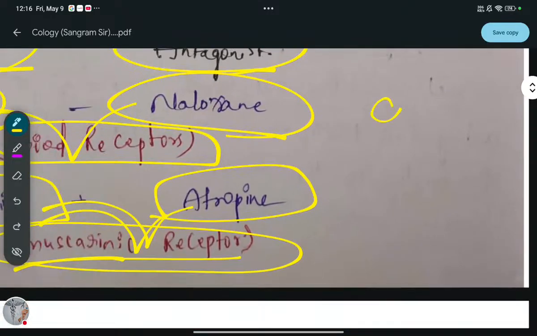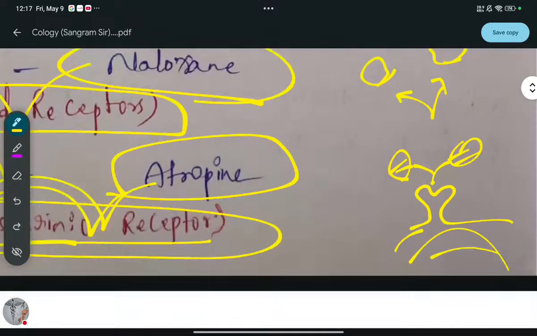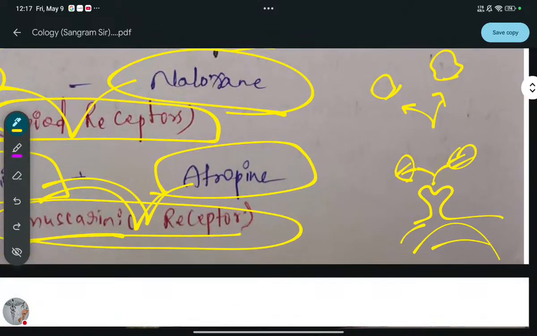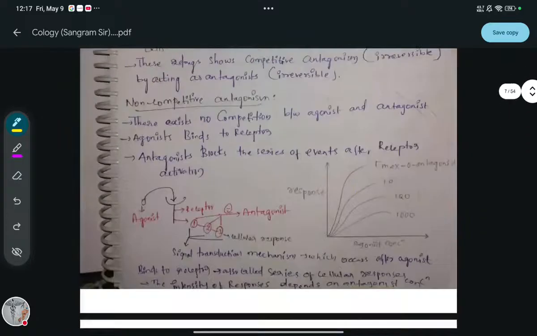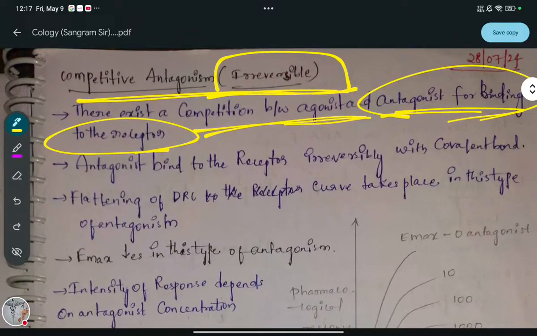In the first case, both the structures are similar and there is only one receptor. Both ligands will try to bind to the same receptor site. In that case, another antagonism will be there. So one is called competitive antagonism, reversible. Another one is competitive antagonism, irreversible.